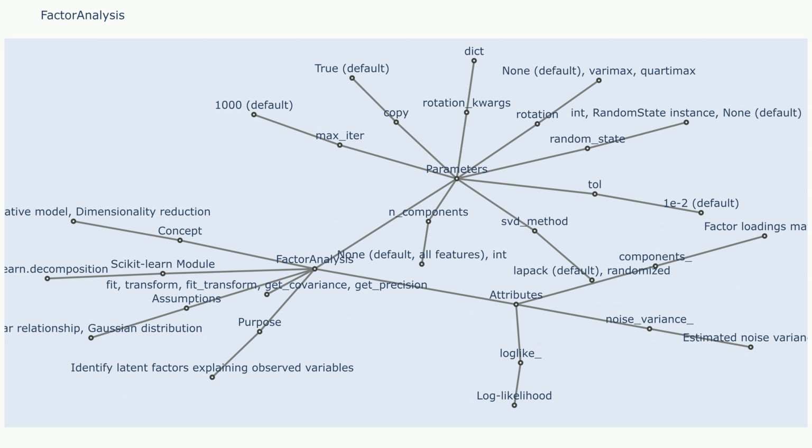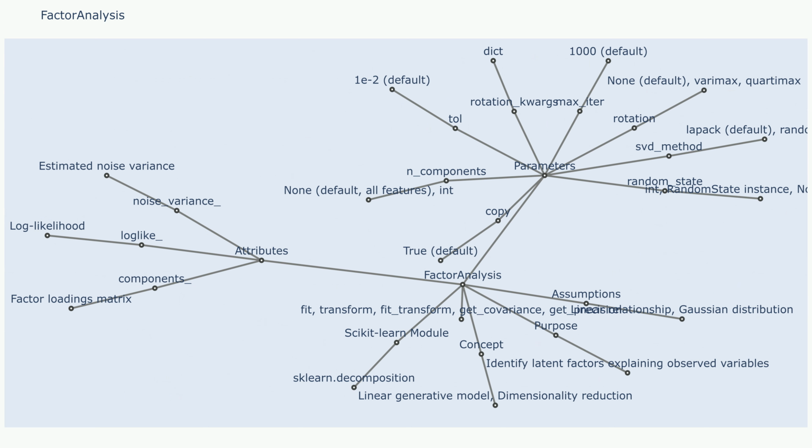random_state: an integer to ensure reproducible results. tol: tolerance for the optimization algorithm. max_iter: maximum number of iterations for the optimization algorithm. 2. Fitting the model. fit(X) fits the model to the data X, where X is a matrix of observed variables.